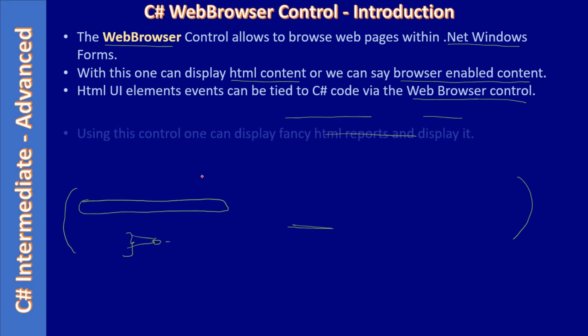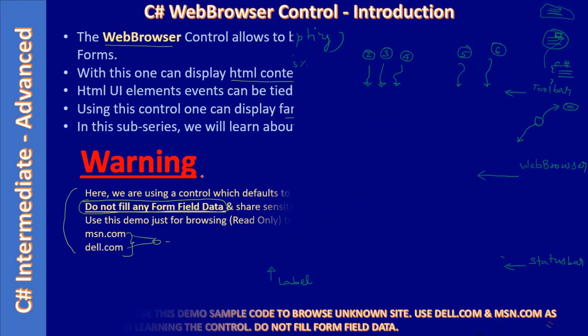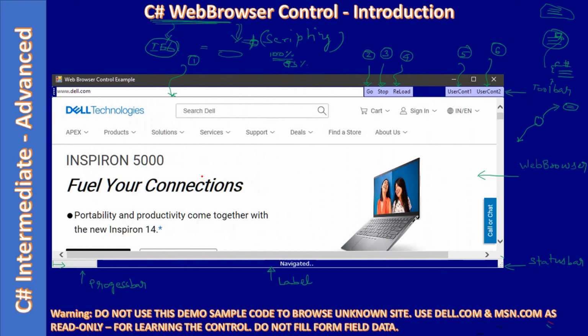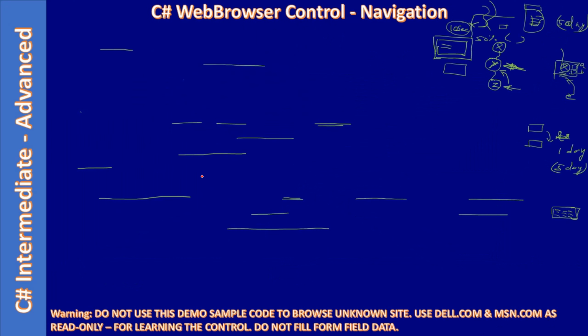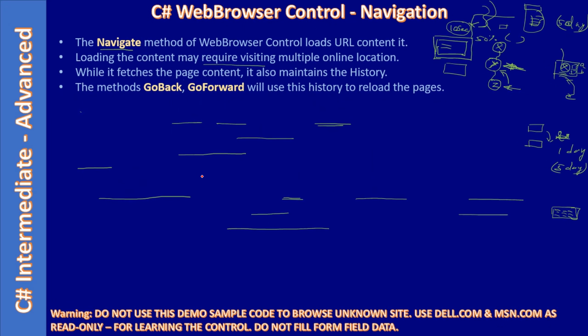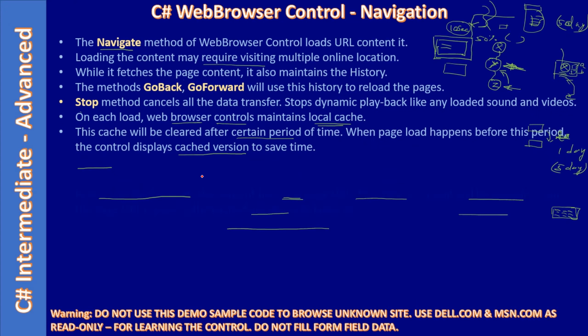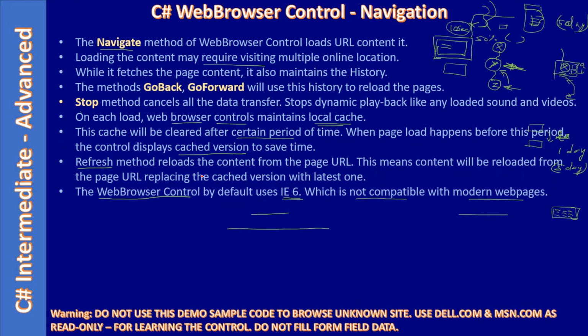So these are all the slides from our previous parts. After learning the basics, we talked about the example. Then we learned the important methods: navigate, go back, go forward, stop, as well as refresh. So in our example, we used navigate, stop, and refresh methods, and we didn't use go back and go forward.